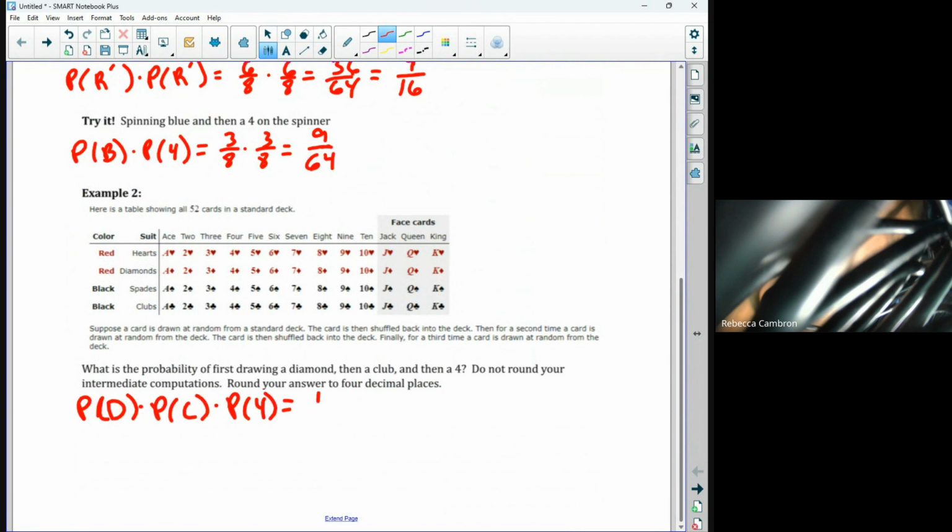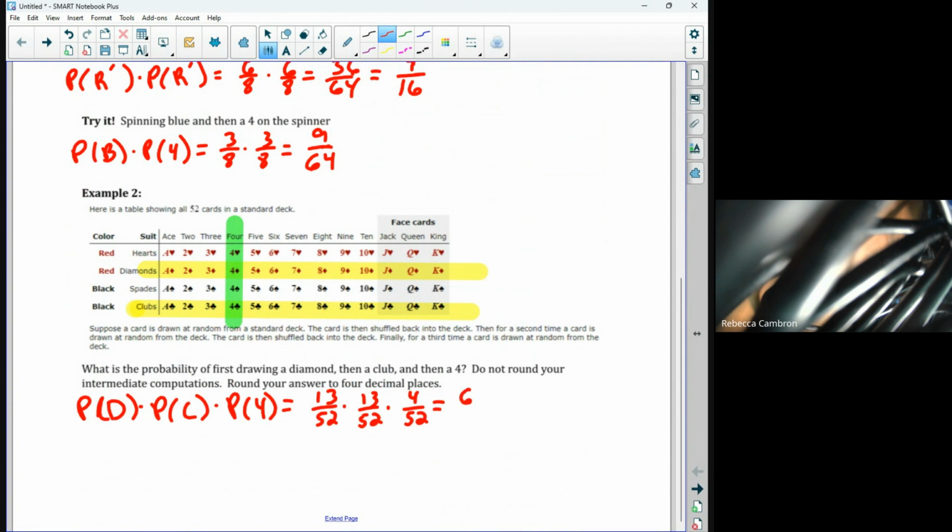There are 13 out of 52 diamonds. There are 13 out of 52 clubs. And there are 4 out of 52 fours. And again, up here at the cards, there are the clubs, there are the diamonds, there are the fours.